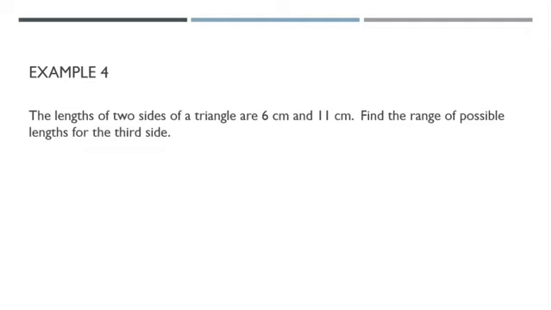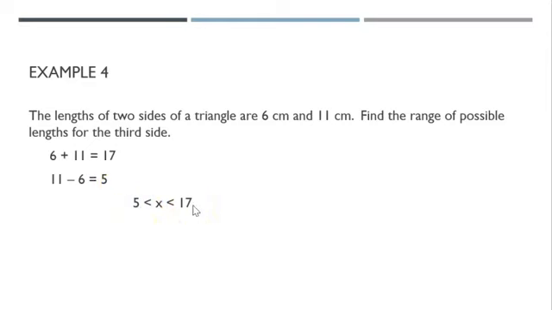Let me show you what that work would look like. I added them to get 17. I subtracted them to get a positive number. Make sure it's the bigger number minus the smallest number. And that's going to get you 5. So I know that this last side has to be between 5 and 17.